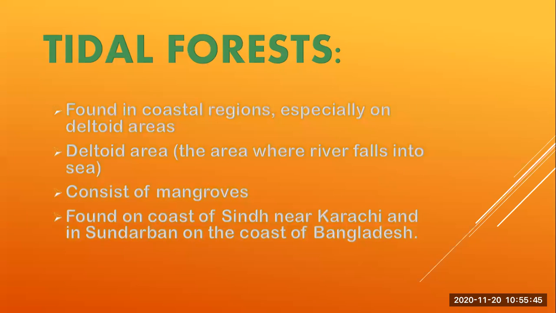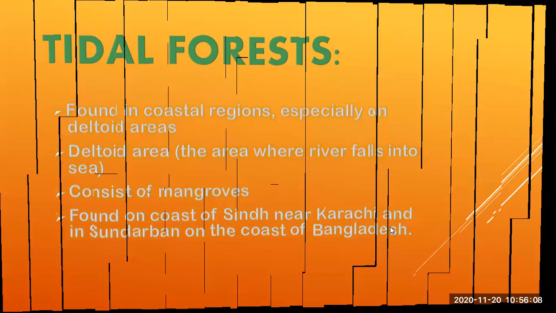That is why we can say that mangroves can be grown on deltoid areas, because deltoid areas are the areas where river water is there and sea water is there. Why? Because this is the area where a river falls into the sea. They are found on the coast of Sindh near Karachi and in Sundarban on the coast of Bangladesh.